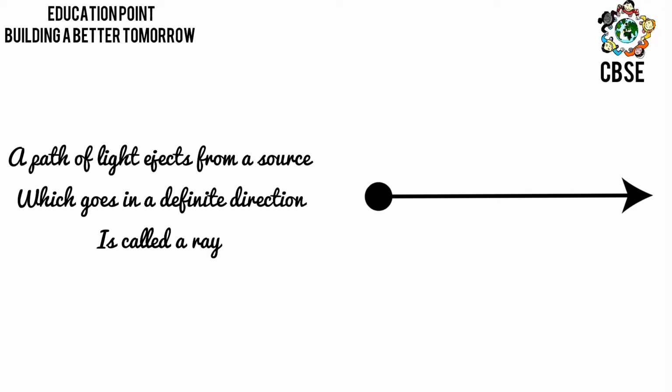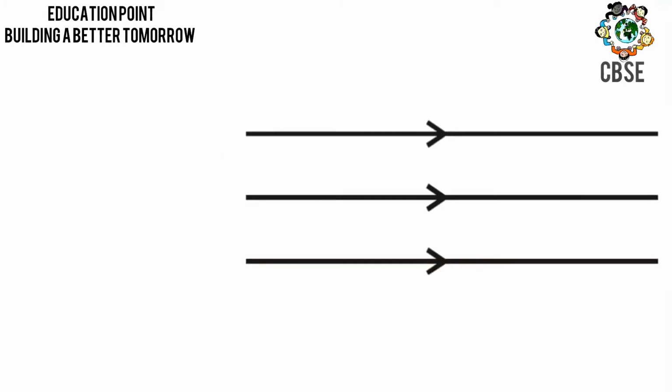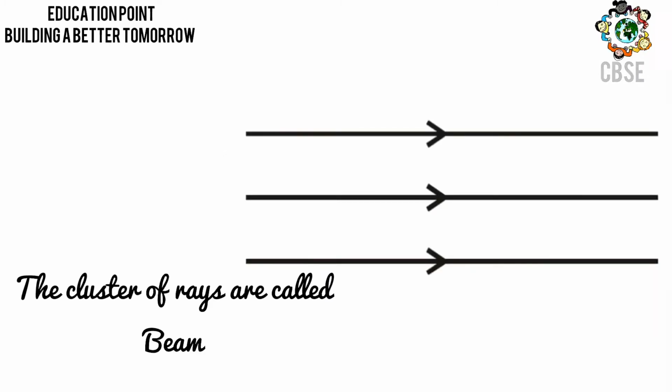A path of light ejected from a source which goes in a definite direction is called a ray. The cluster of rays is called a beam.